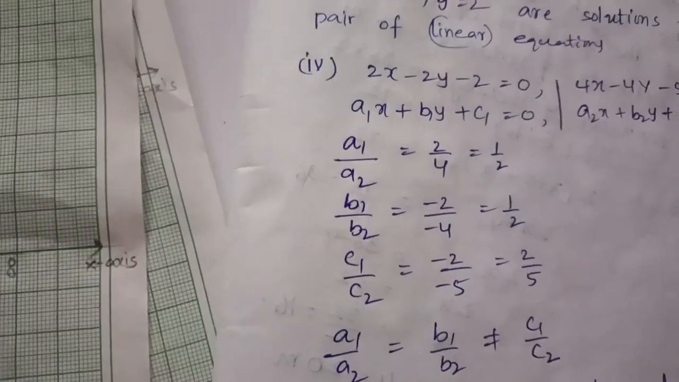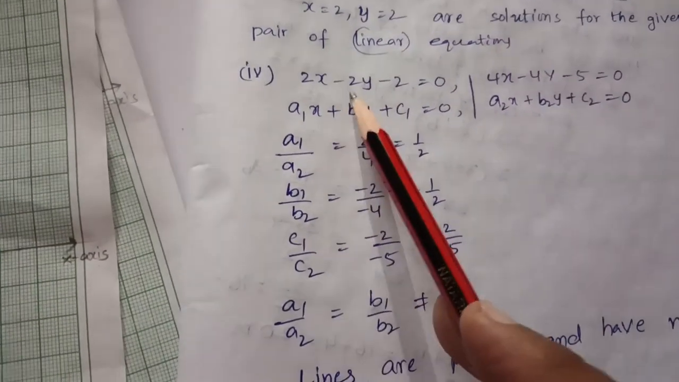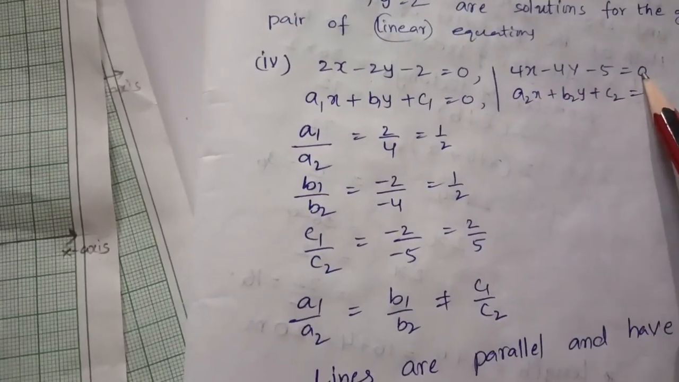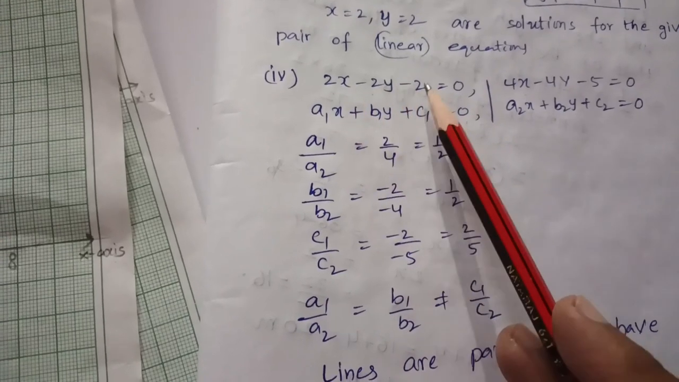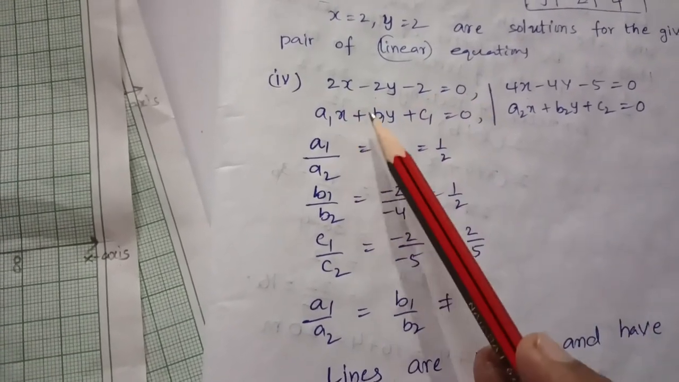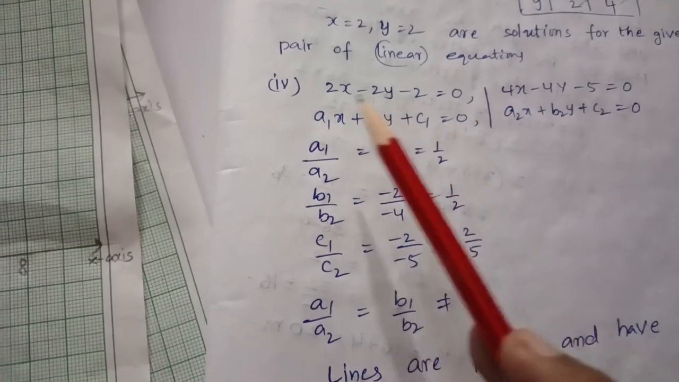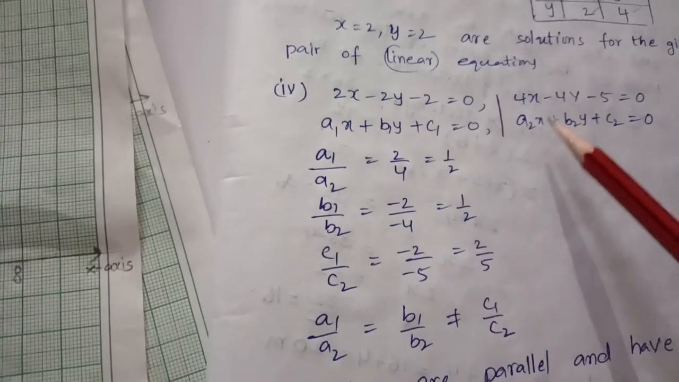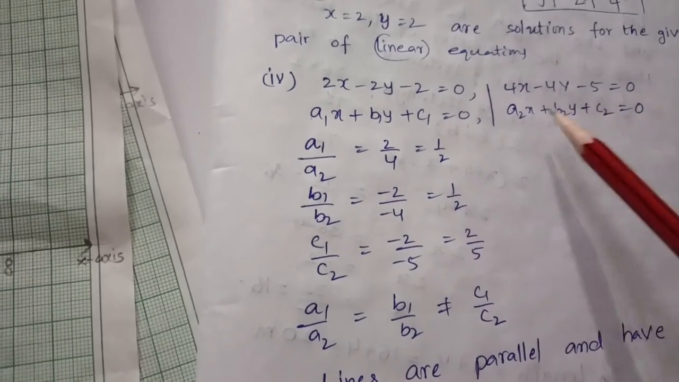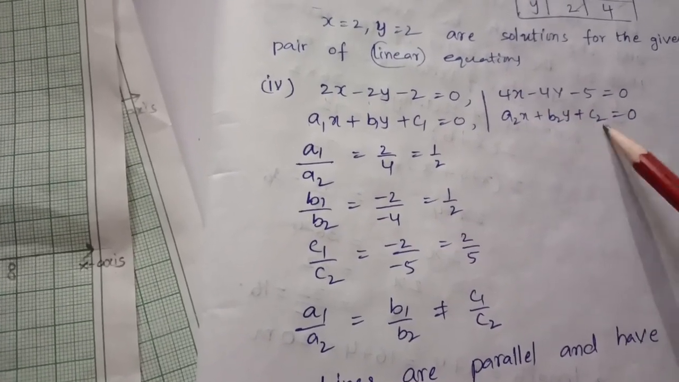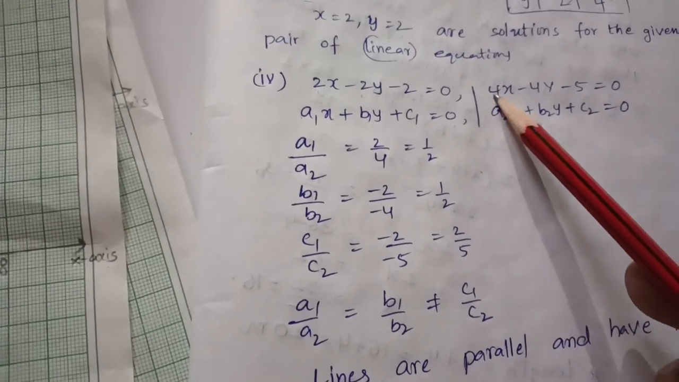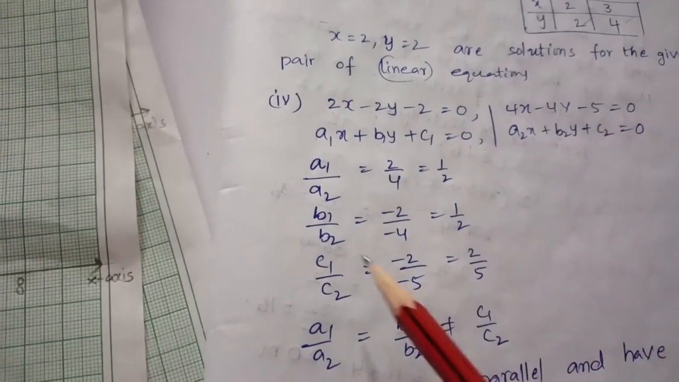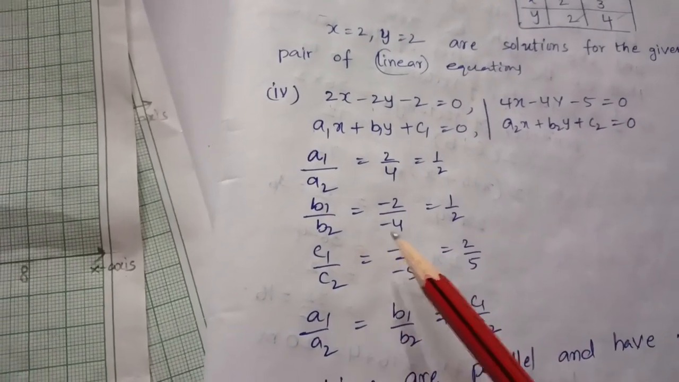Okay, now the fourth one: 2x minus 2y minus 2 equals 0, and 4x minus 4y minus 5 equals 0. Here, 2x minus 2y minus 2 equals 0, comparing with a1x plus b1y plus c1 equals 0: a1 value is 2, b1 value is minus 2, c1 value is also minus 2. Next, 4x minus 4y minus 5 equals 0, comparing with a2x plus b2y plus c2 equals 0: a2 is 4, b2 is minus 4, c2 is minus 5. Now find the ratios of a1 by a2, b1 by b2 and c1 by c2.